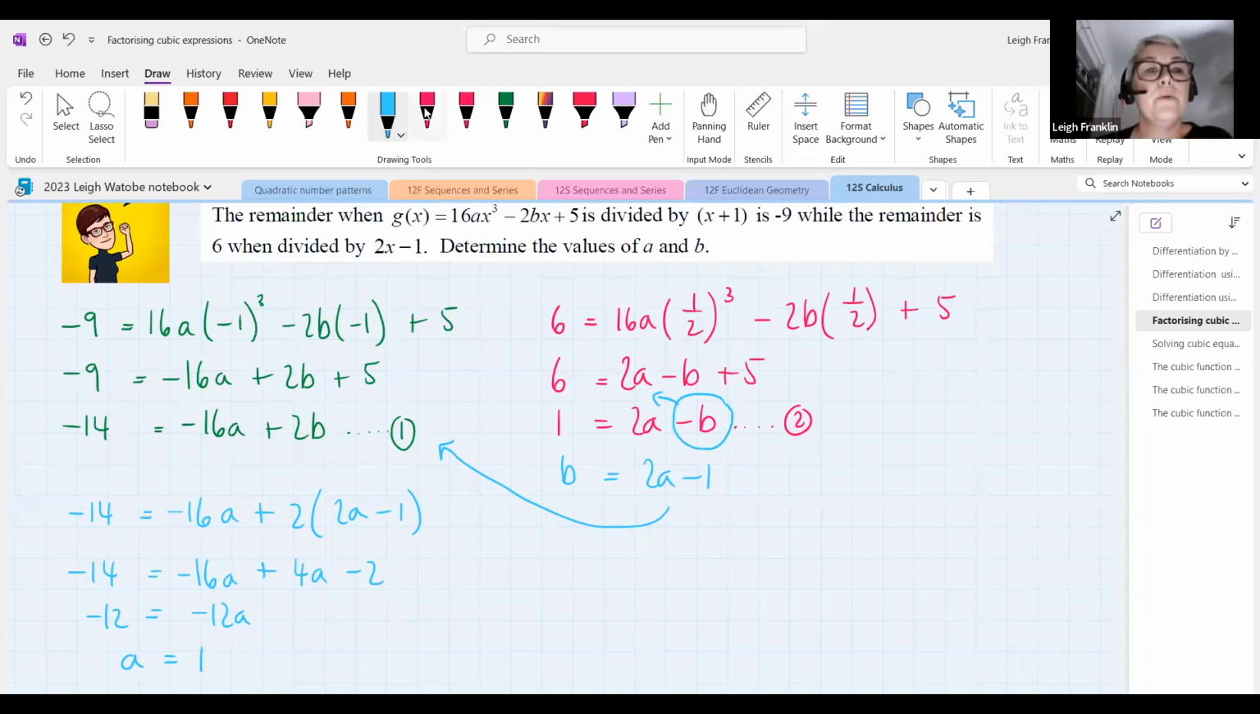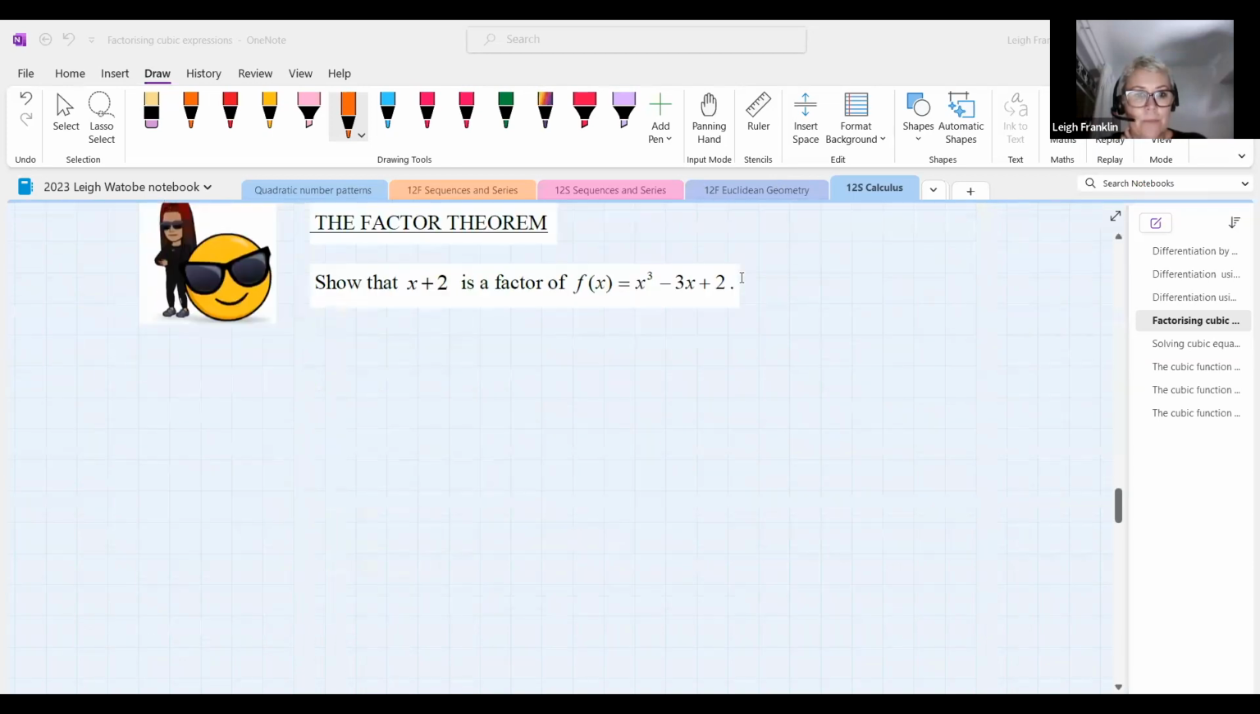Good job. Okay, now when we go back and we solve for b, we'd say 2 times 1 minus 1, which would give us b is equal to 1. So a is 1 and b is 1 in this case. Are we all good with that? Any questions? Cool beans. So thumbs ups. Moving along. Good. Well done, everybody.